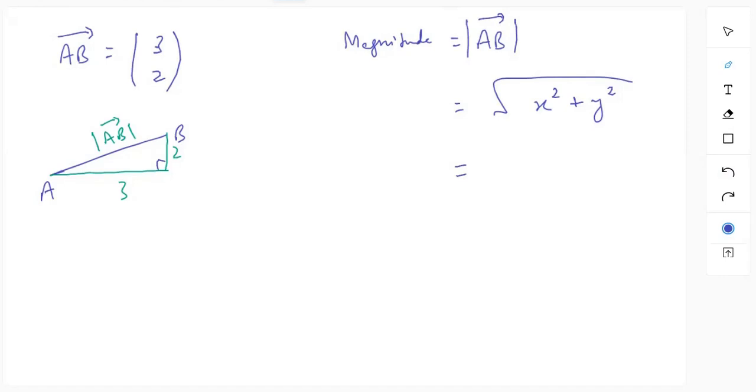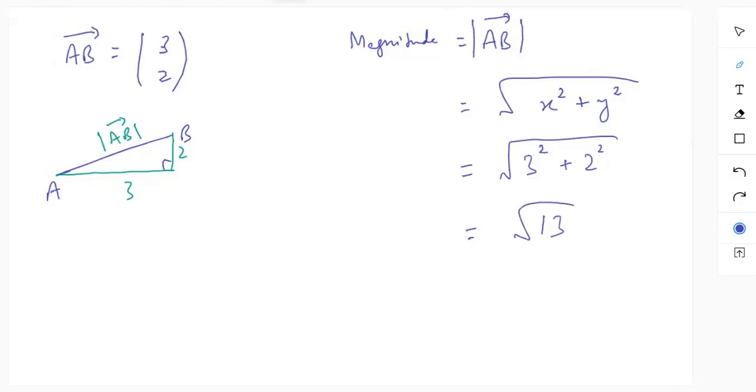What do you get from this? You get 3 square plus 2 square, and the square root of that, and that is going to be 13. Square root of 13. This is the magnitude of this vector. Okay? The magnitude of this vector that Buhair is telling me, that turns out to be 3.6 something. Okay? So that's how you calculate the magnitude of a vector.